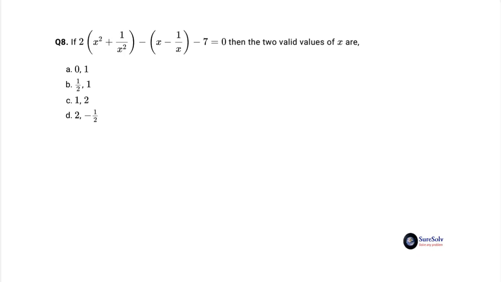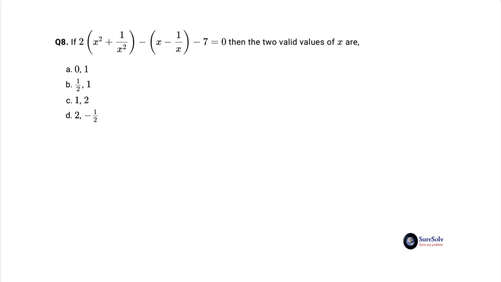Question 8 is, if 2 times x square plus 1 by x square minus in the brackets x minus 1 by x minus 7 equal to 0, then the two valid values of x are option A 0 and 1, option B half and 1, option C 1 and 2 and option D 2 and minus half. The given expression is in power 4 of x and so has 4 valid values of x, out of which we have to choose 2 that match with one of the given choices.